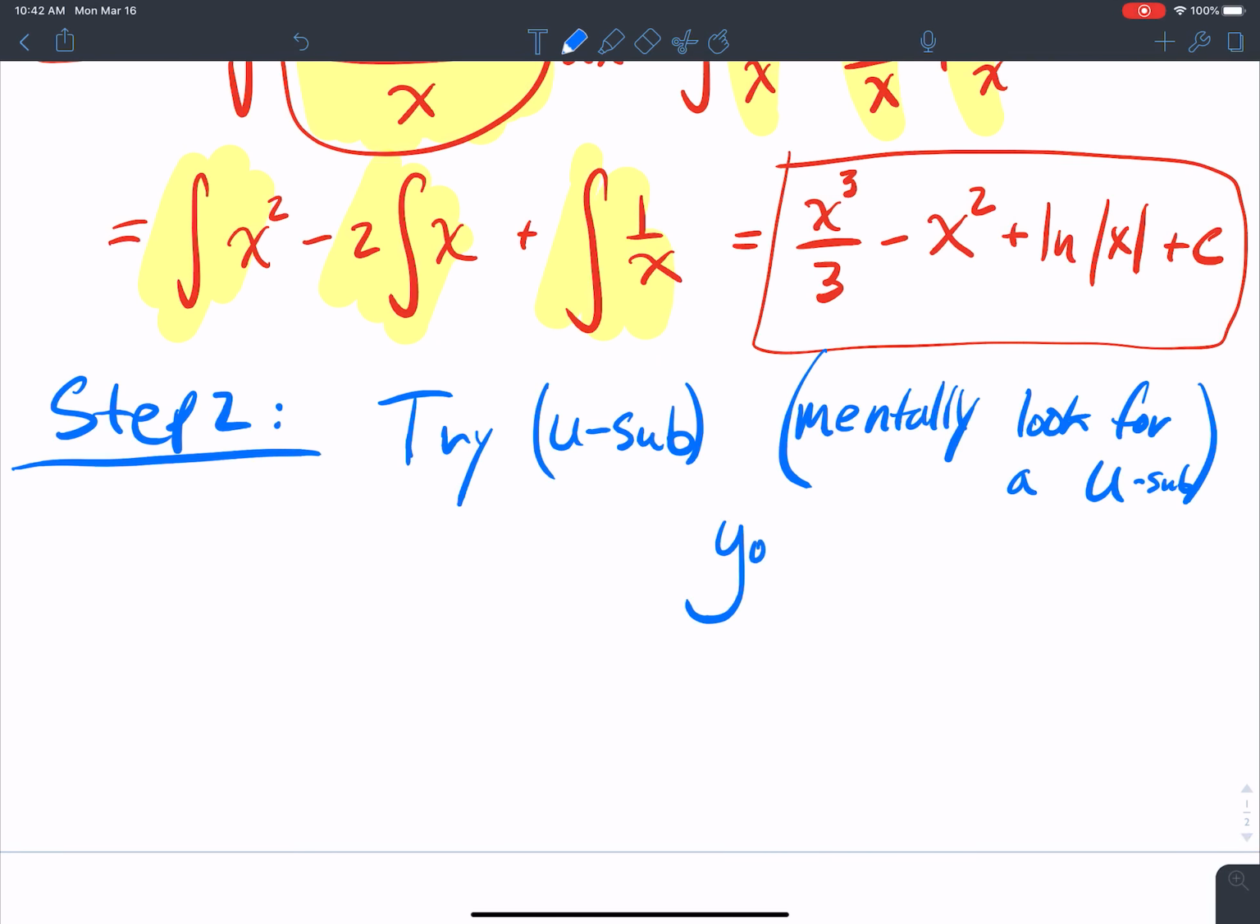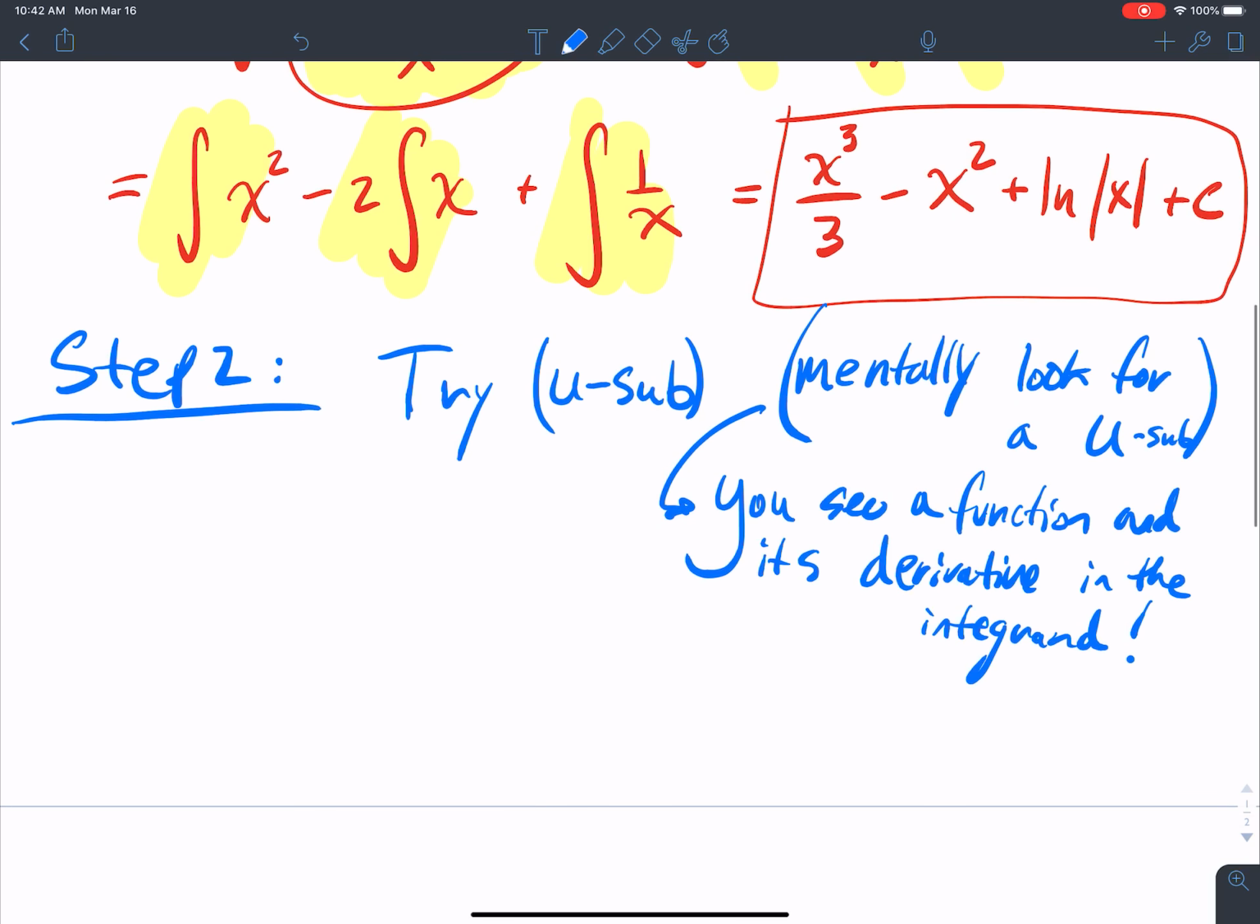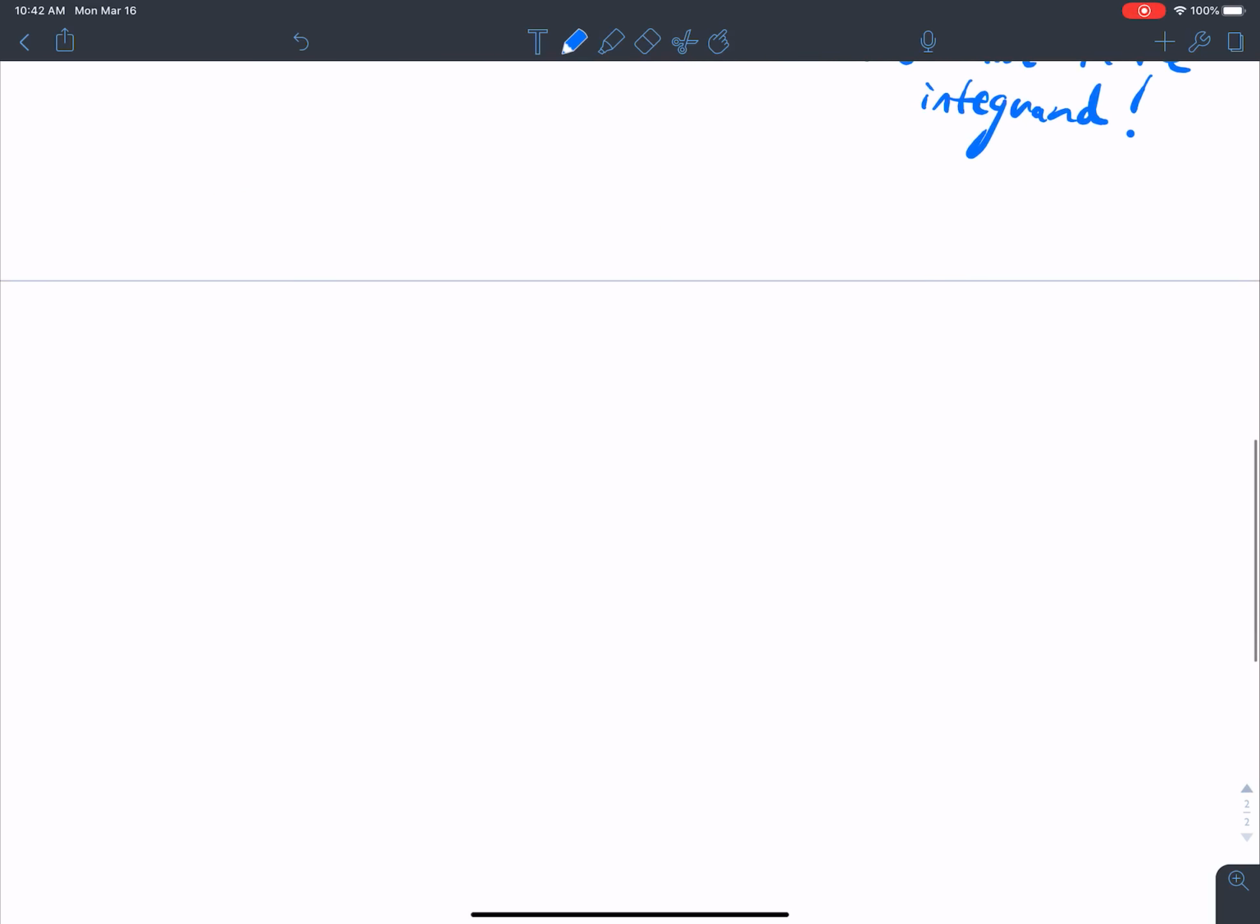So if you see a function and its derivative in the integrand, then U-sub is the way to go. Okay, that's definitely the way to go. All right, so let's do an example.